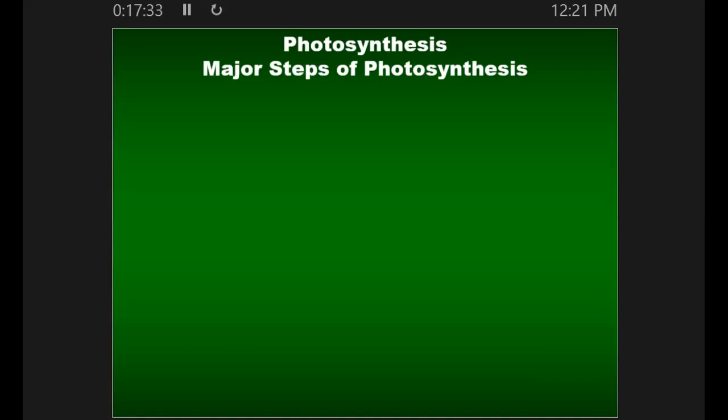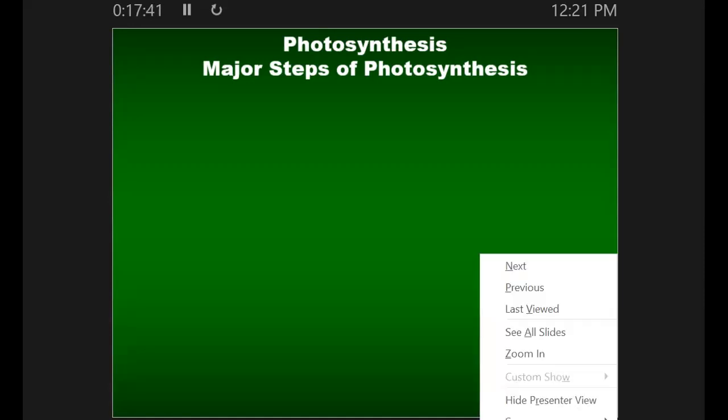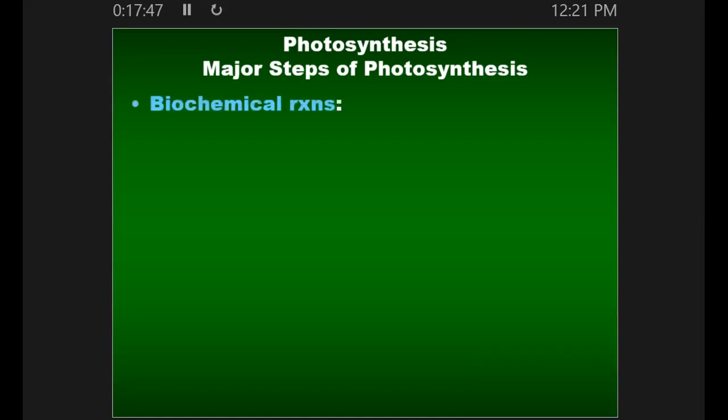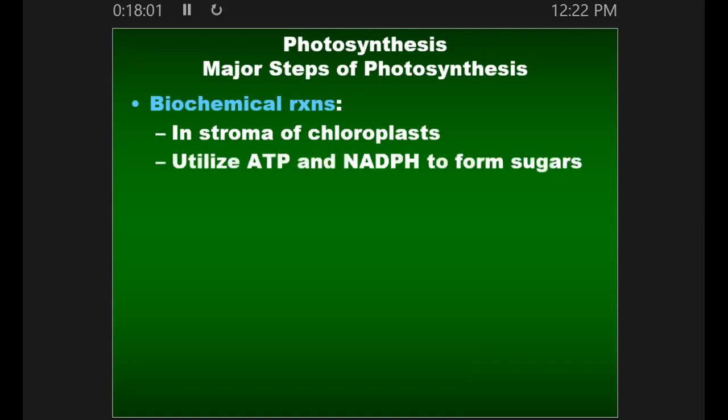So once the plant has made that ATP and the NADPH, that's required in order to push the biochemical reactions. And so with the biochemical reactions, we are zooming into the chloroplast still, but we're looking at the watery portion, the stroma, right? The stroma of the chloroplast. And so that's where the plant is going to run the so-called Calvin cycle. It's right there. And the Calvin cycle, we're going to see, needs an input of ATP and NADPH in order to take it to completion.